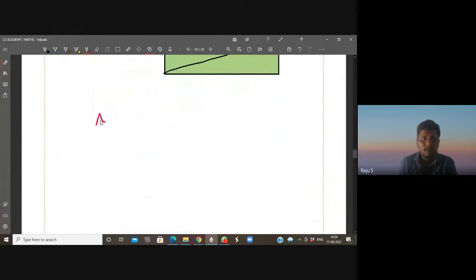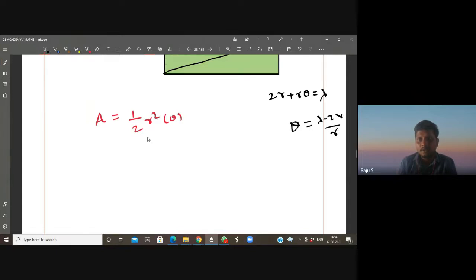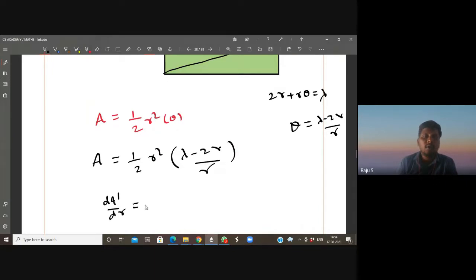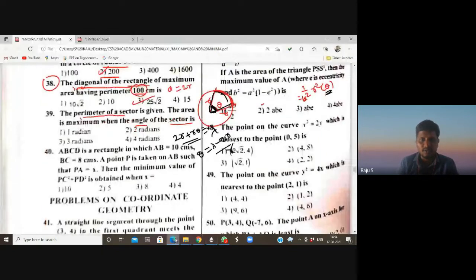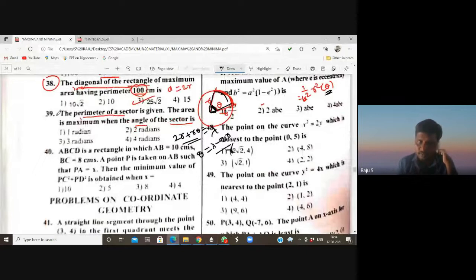Area A is equal to 1 by 2 times r square theta. From 2r plus r into theta equal to lambda, theta is equal to lambda minus 2r by r. Substitute here: 1 by 2 times r square into lambda minus 2r by r. Now, students, you can find dA by dr and equate it to 0. We'll get some r value that you can substitute to get the theta value. You can do this question like that.